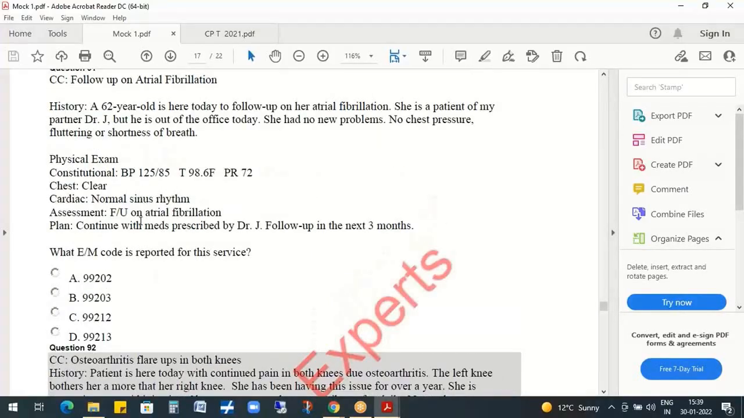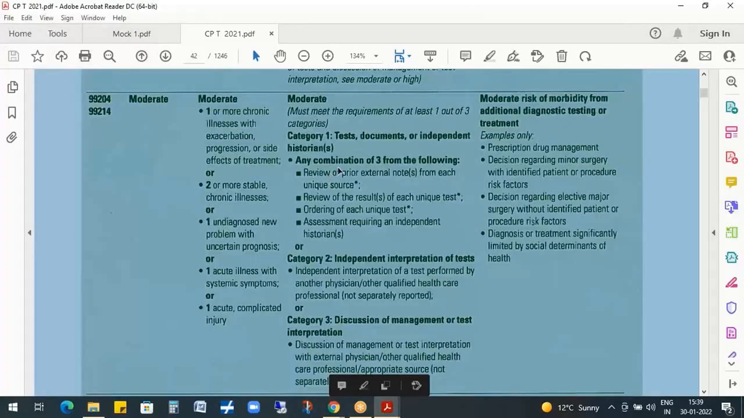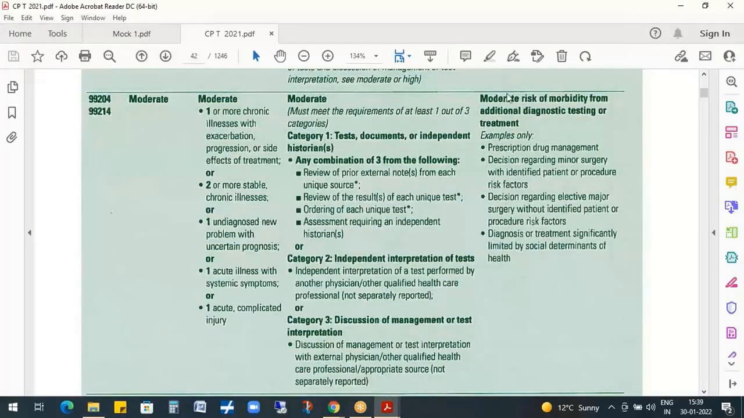Next one. Here only follow-up is going on, no medications, nothing was ordered. They're just continuing the medications, which means they're just doing refilling. Refilling comes under low level. Out of these three questions on E&M level evaluation, how many of you faced any difficulty, or didn't understand anything?